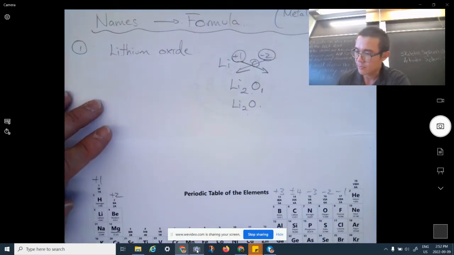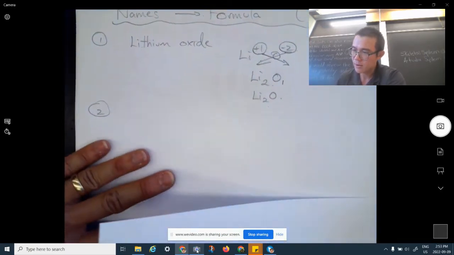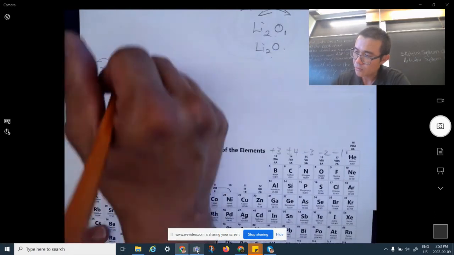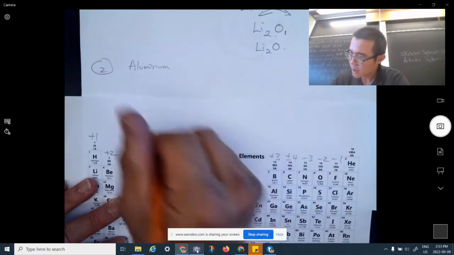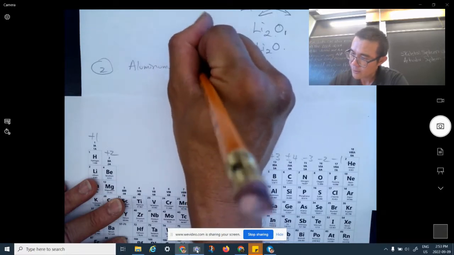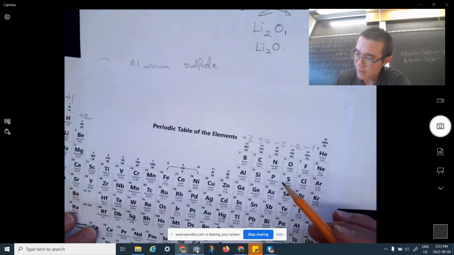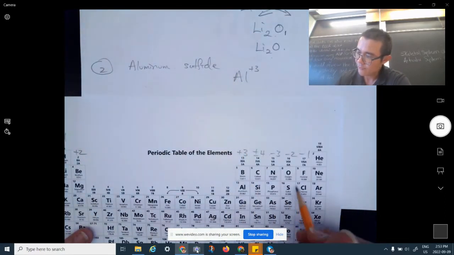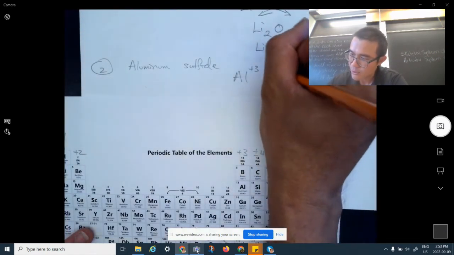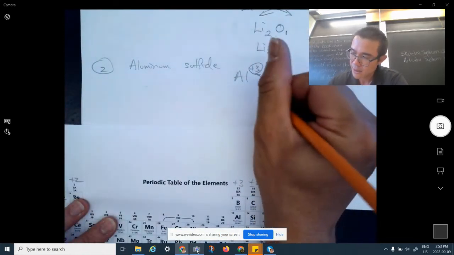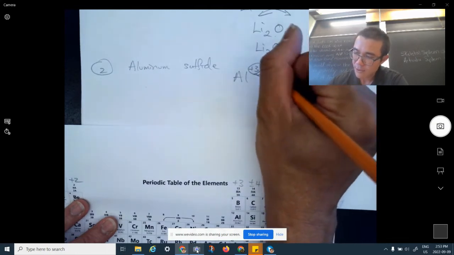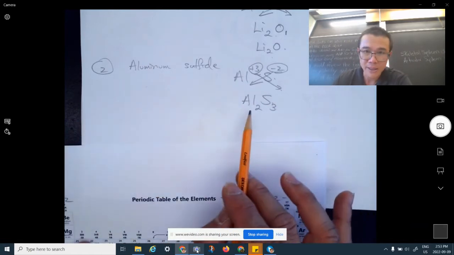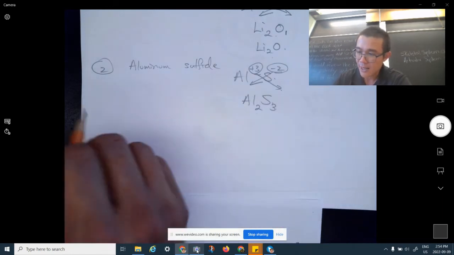Okay, let's do another example. The second one, let's do aluminum sulfide. Aluminum, Al, is in this column, so it's +3. Sulfur, or sulfide, is underneath oxygen, so it's S, and it's -2. So you take the 3 and give it to the S, so you have S3. You take the -2 and give it to the aluminum, so it's Al2. Okay, so the formula for aluminum sulfide will be Al2S3.